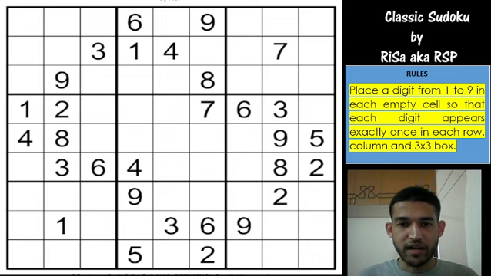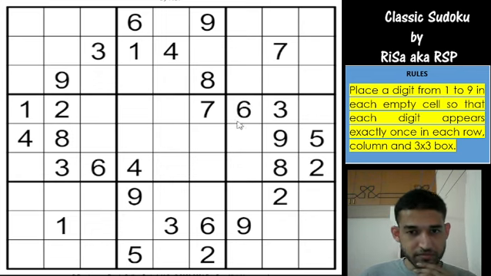So the rules are standard classic rules. Each row, each column and 3 by 3 box will have digits from 1 to 9 without any repetitions. So with that, we'll start solving the Sudoku now.